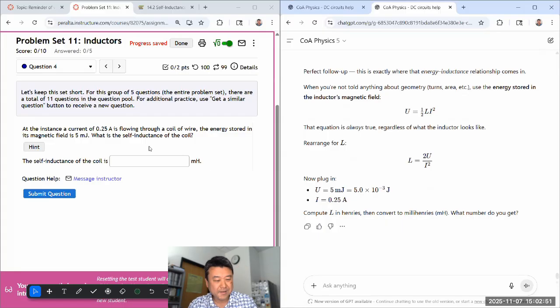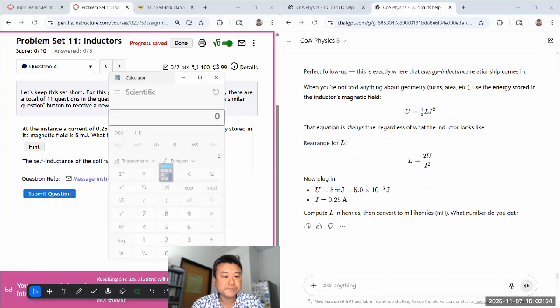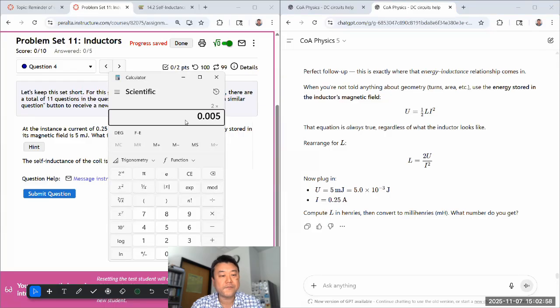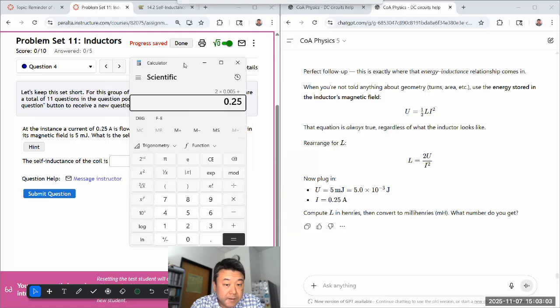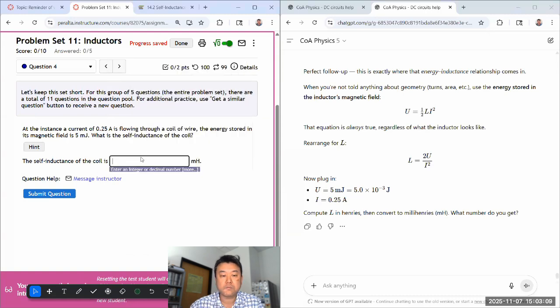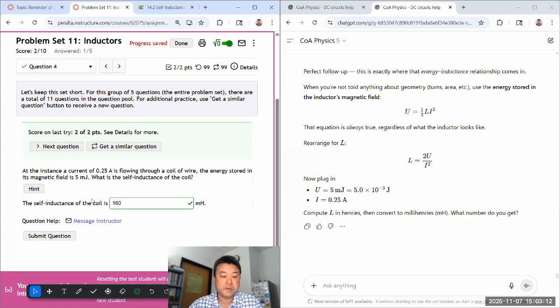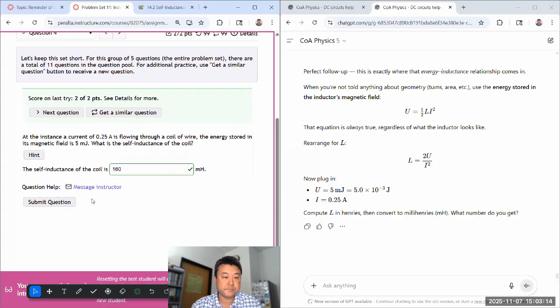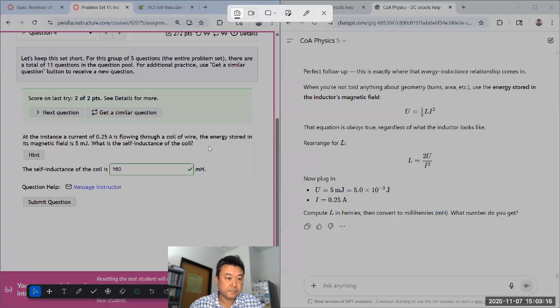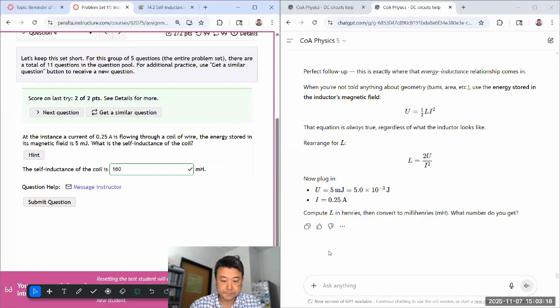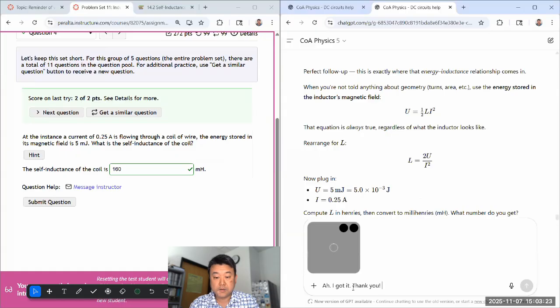I don't think I can do this in my head. So 2 times the energy, 0.005, 5 millijoule, divided by the current, 0.25, was it ampere? Yeah, squared. So 0.16 henry. So it should be 160 millihenry. I got it. Thank you.